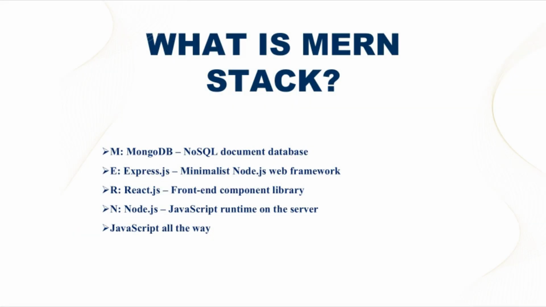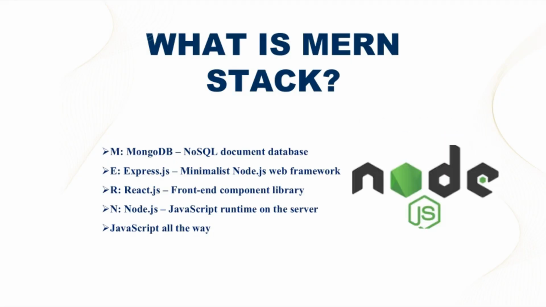The MERN stack is a set of 4 powerful technologies that work together to build full stack web applications, meaning both the front end and the back end are handled using a single language, JavaScript. The acronym MERN stands for MongoDB, Express.js, React.js, and Node.js.